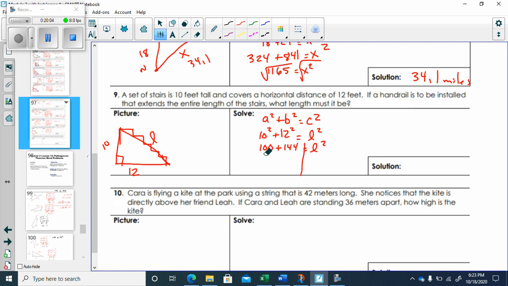Notice, before I cross the equal sign, I need to collect all the like terms. I have 244 is equal to L squared. I need to take the square root on each side. L is equal to the square root of 244. Second function, square root 244. And I've got 15.6. Okay? So this is 15.6 feet. All right? That would make sense because the hypotenuse is going to be the longest side that's across from the right angle.